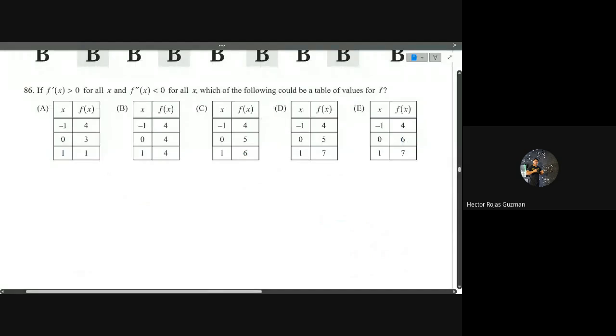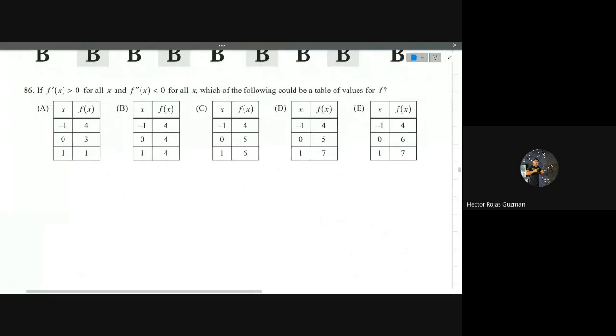The derivative is positive. The second derivative is negative. Which of the following could be the table for f? Okay, so that means this is a slope. The slope has to be positive. Let's find those differences. Here we have -1, -2. The slope is negative, so that's gone. 0, 0. Looks like it's gone. +1, +1. That checks off. +1, +2.